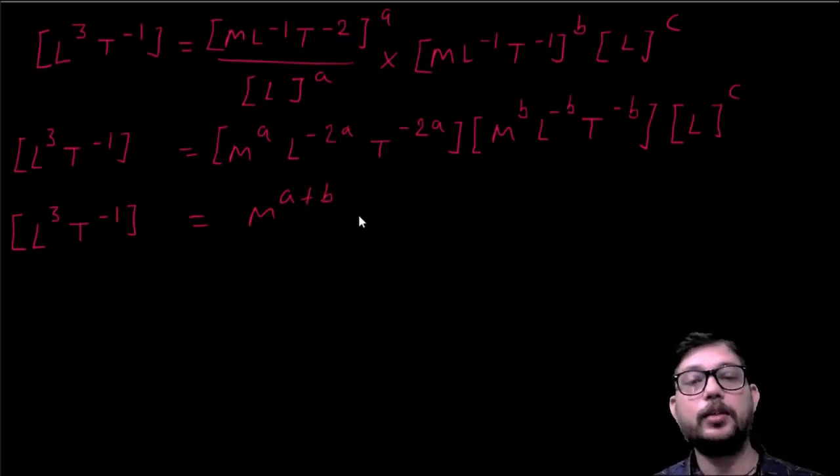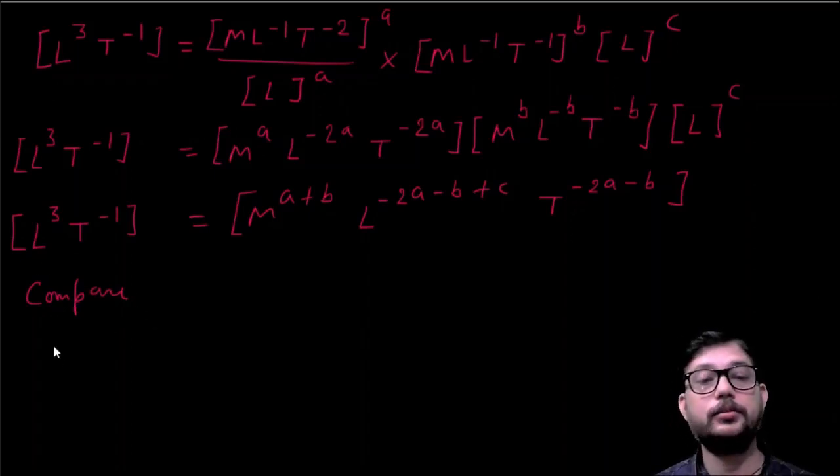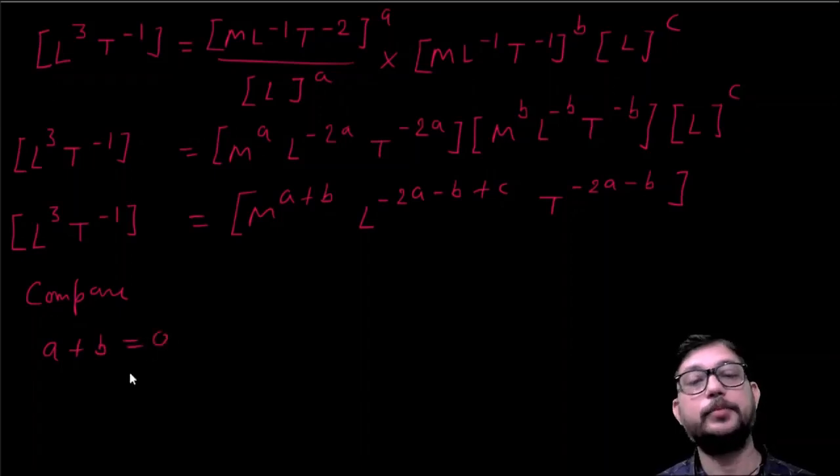Okay, now come to the L. So L to the power minus 2A, it will be minus 2A. Here L to the power minus B, so it will be minus B. Here plus C, so it will be plus C. Now come to the T. So T to the power minus 2A, so it will be minus 2A. It will be minus B, so minus B. Okay, this way. Now compare both sides. If we compare, as you can see, on this side there is no M, so we can write A plus B equals 0.